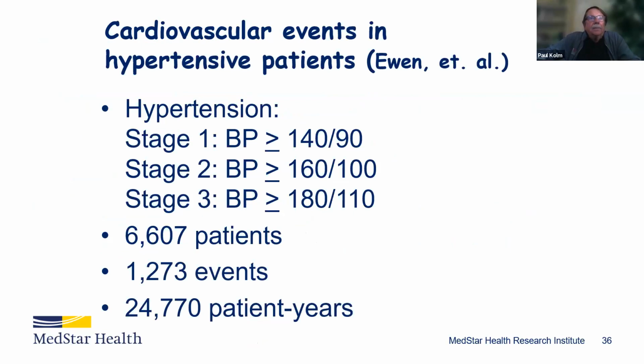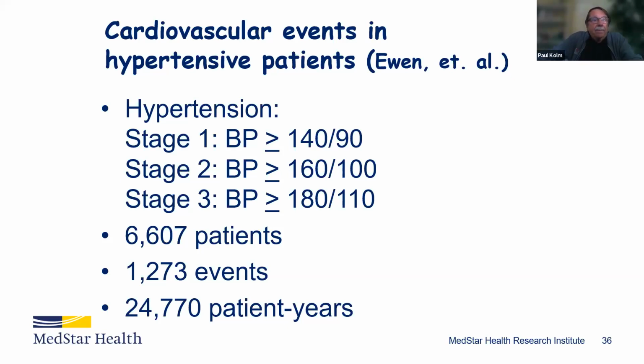And so hypertension is defined by stages, and that's defined by blood pressure values. So stage 1 is 140 over 90, which would be considered more or less normal, although I think 130 now might be the cutoff. But anyway, stage 2 is 160 over 100, and then the most hypertensive is 180 over 110. So in this study, we had 6,600 patients and over 1,200 events.